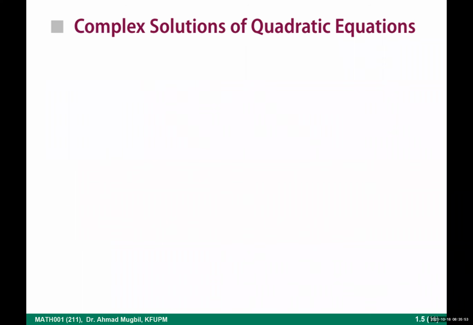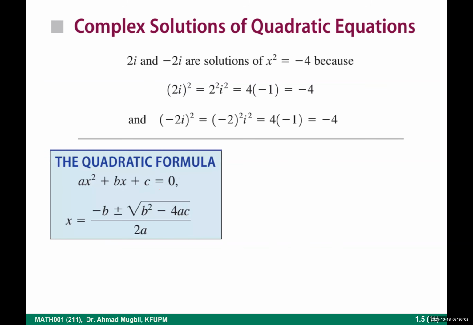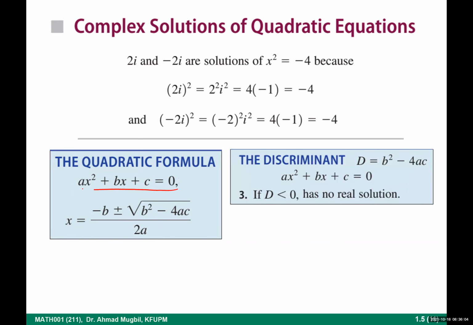The last part, ya shabab, of this section is the one that we have mentioned in 1.4. Do you remember the quadratic formula? This is the quadratic equation. This is the quadratic formula. We say that when the discriminant, this quantity inside the radical, is negative, this has no real solutions.